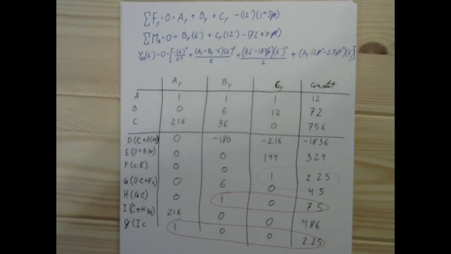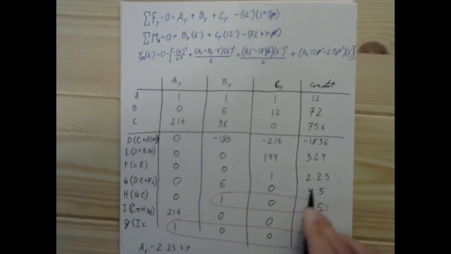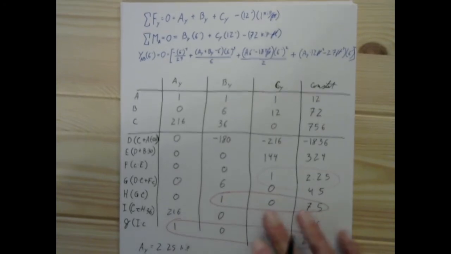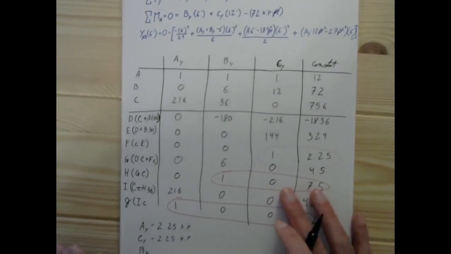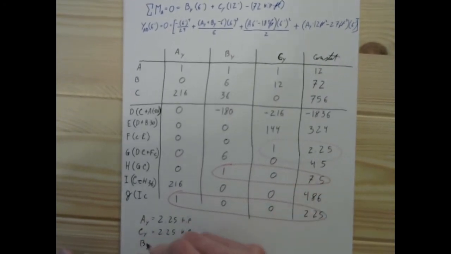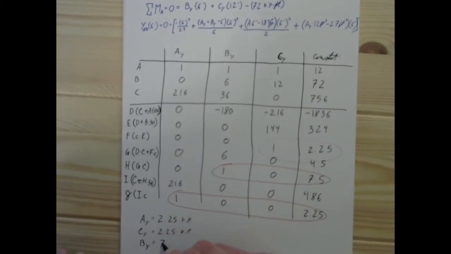These tell us then that AY, this line, is equal to 2.25 kips. This one up here tells us that CY is equal to 2.25 kips, and this right here tells us that BY, oh, y'all can't see, BY is equal to 7.5 kips.